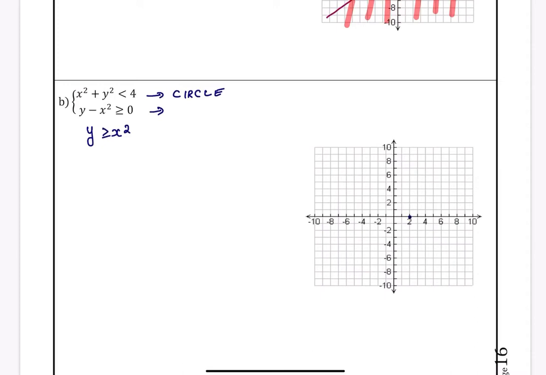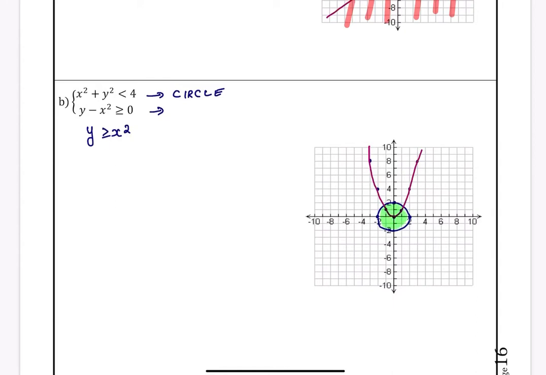So it's going to be 2, negative 2, 2, negative 2, so it's going to be this right here. The second one is the parabola y equal to x squared, which is going to be 0, 1, 4, 9, and 1, 4, 9. So the second one is this one right here, and this one right there. Since the first is less than 4, everything is inside the circle. So we are looking at this region right here for the first inequality.